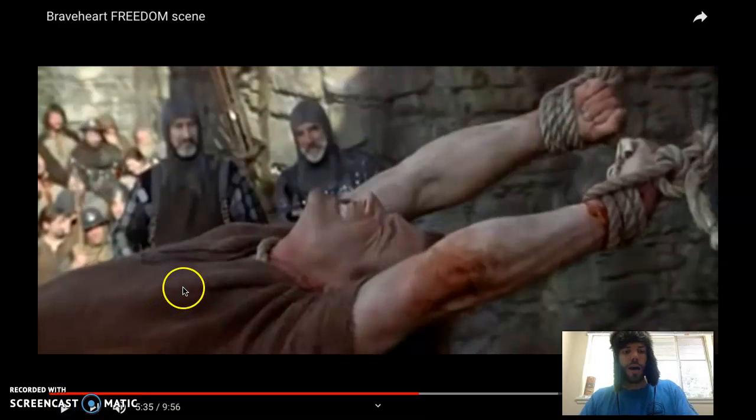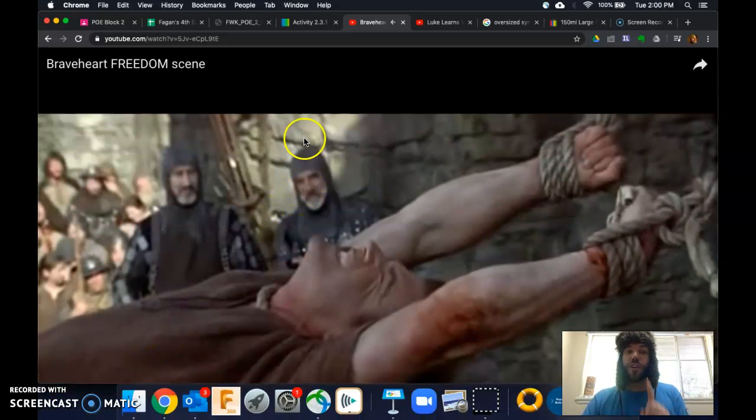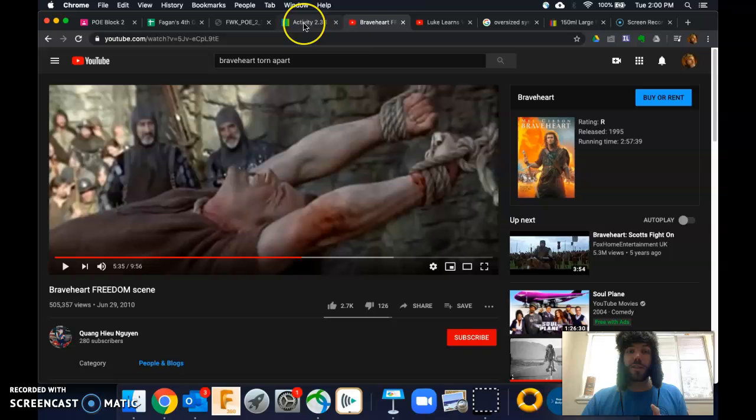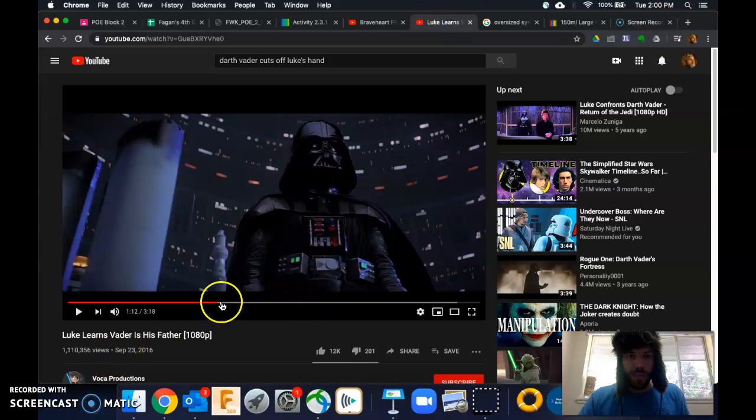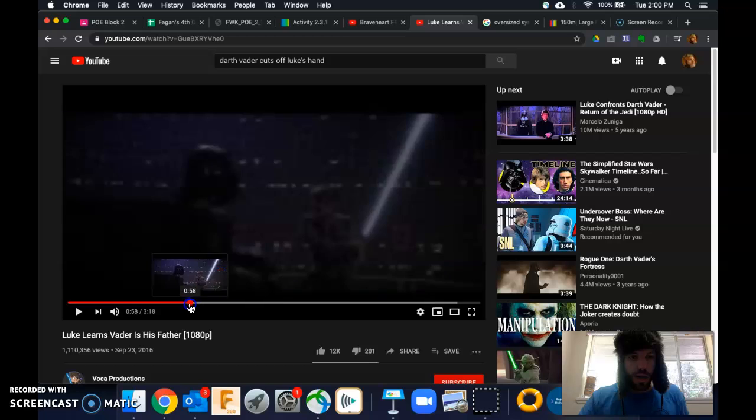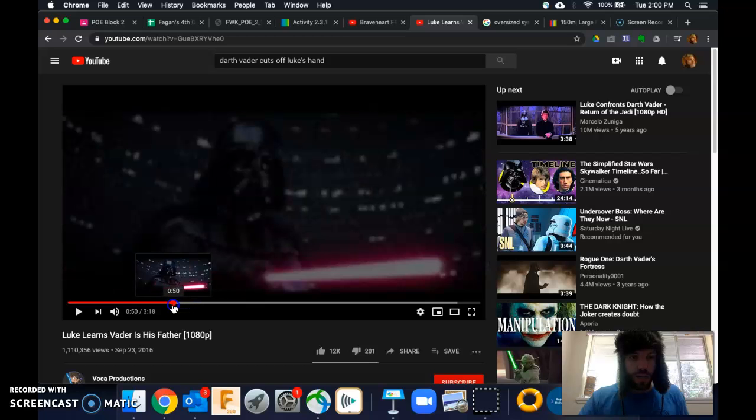So let's look at what shear stress is, and we're going to use a little clip from The Empire Strikes Back to help us understand that. Shear stress, symbolized by the Greek letter tau, is defined as the force parallel to the cross-sectional area divided by the cross-sectional area. So I've got my beam and I do this to it. That is shear stress. So let's see what happens to poor Luke here.